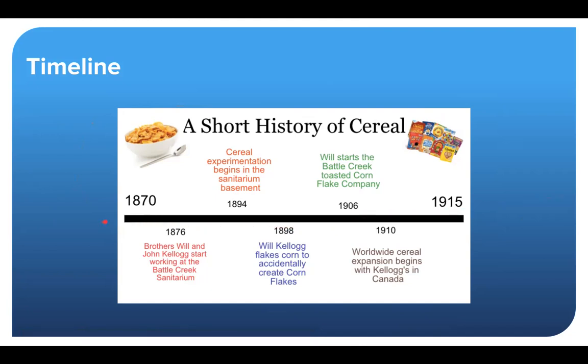So quite simply, you've got a line, you've got different dates or times if you like, and then you've got either images or written text showing what happens at each stage.